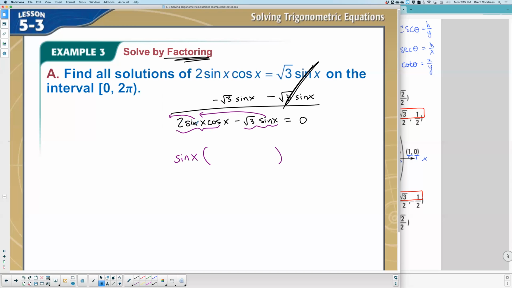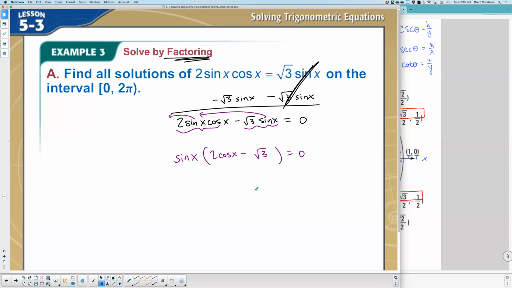So in the first term, if I divided out this sine x, what's left over? 2 cosine. And on the second term, if you divide out the sine x, what's left over? Square root 3.